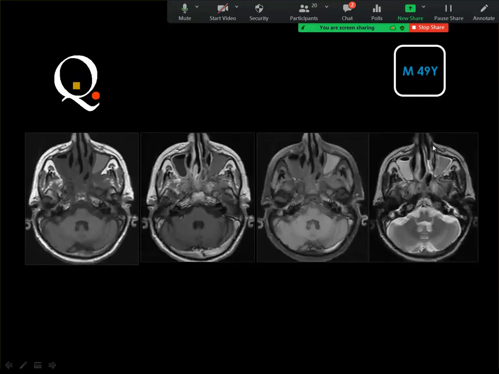Then in this male, 49 years old, he got sinusitis of both maxillary sinuses. This is T1 and this is T1 post contrast. This is FLAIR and this is T2 weighted image.